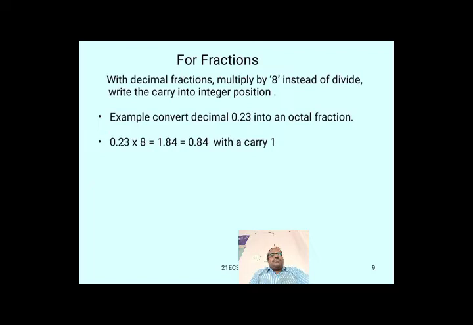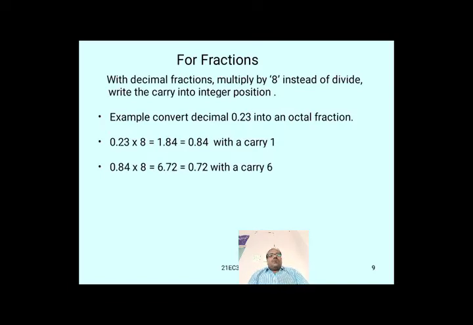Next, I am multiplying the given value with 8. 0.23 into 8 equals 1.84. We are taking the integer value. Here for 1.84 the integer value is 1, so we are taking it as the carry value, with a carry 1.